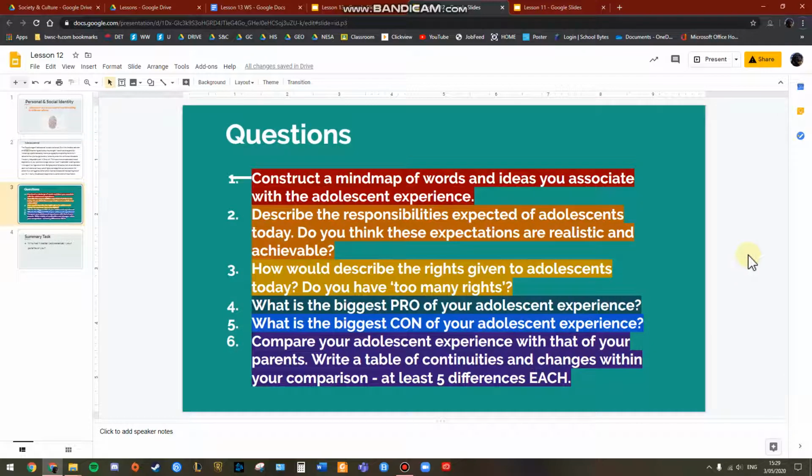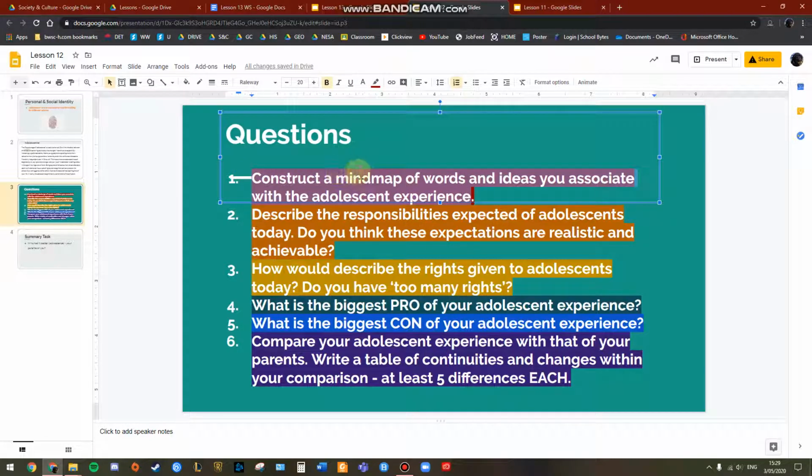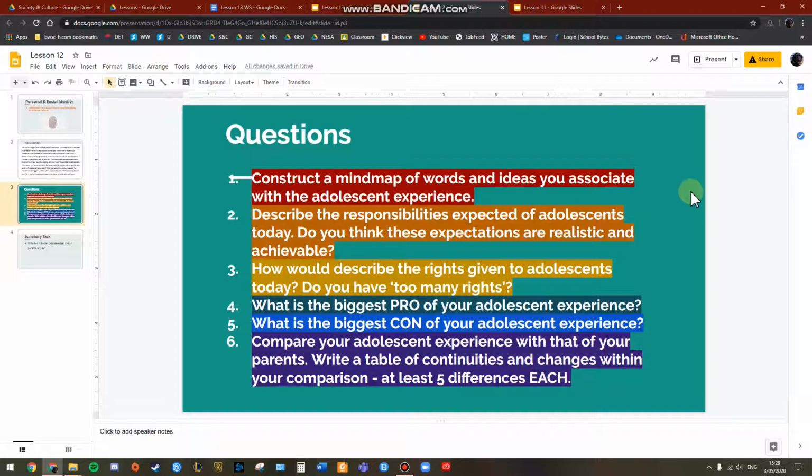Now in this next slide, I've got some questions for you. There are quite a lot of questions, there's 6 of them, and I want them to be fairly in-depth. So what I want you to do with question 1 is create a mind map of words or ideas that you would associate with adolescent experience. So what is it about being an adolescent? What are some words that come to your mind? Is it girlfriend, boyfriend, school, partying, underage drinking? Like, what are the words and ideas you associate with adolescence?